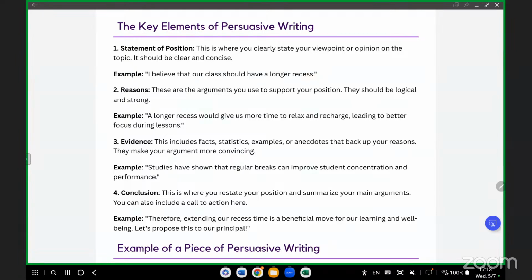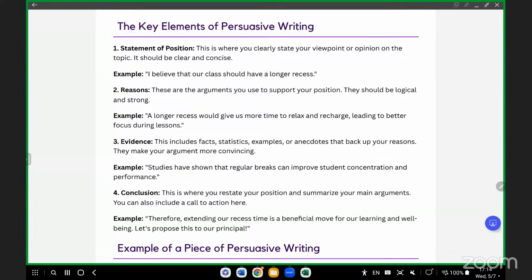So an example of that would be, I believe that our class should have a longer recess. You can actually relate this very similarly to the teal paragraph structure that we've been talking about. So the statement of position, think about that like the topic sentence. So I believe that our class should have a longer recess.